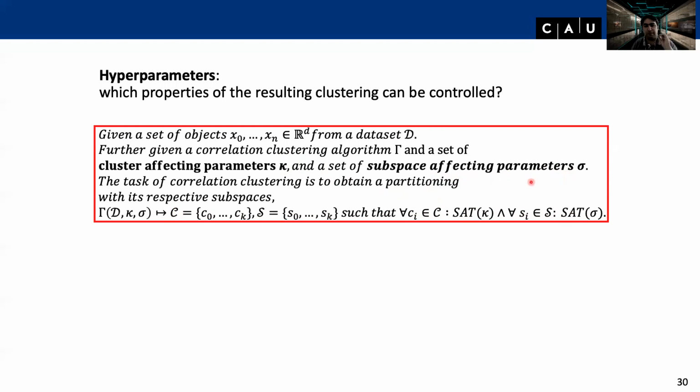So this highly hyperparameter centric view of correlation clustering says the goal of correlation clustering is to find a partitioning which finds a result that satisfies the constraints that are given through parameters that affect the clustering, the partitioning itself, and that satisfies the parameters that affect the subspaces. And here you may rightfully ask, what is now a cluster affecting parameter and what is a subspace affecting parameter? We shall see it within the upcoming slides.